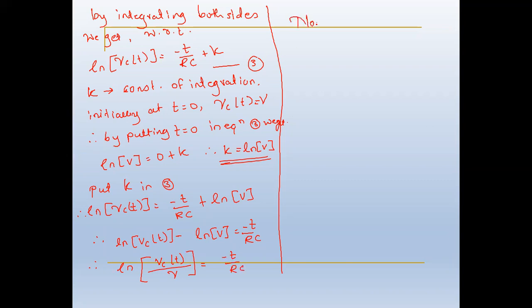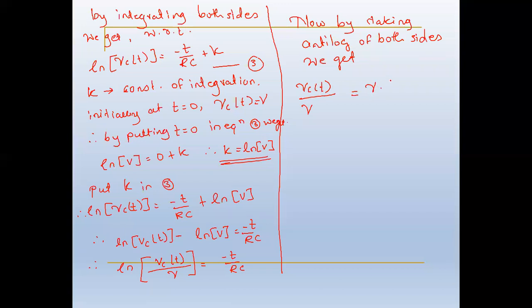Now, by taking the antilog of both sides, we get Vc(t) is equal to V into e raised to minus t by RC. Again, we know what RC is: that is the time constant, which is always denoted by tau.